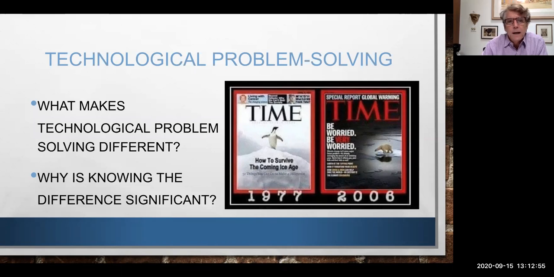So what makes technological problem solving different? Why is knowing the difference significant? Can someone try and answer that? I know it's not easy. Don't worry, you won't be wrong or anything.